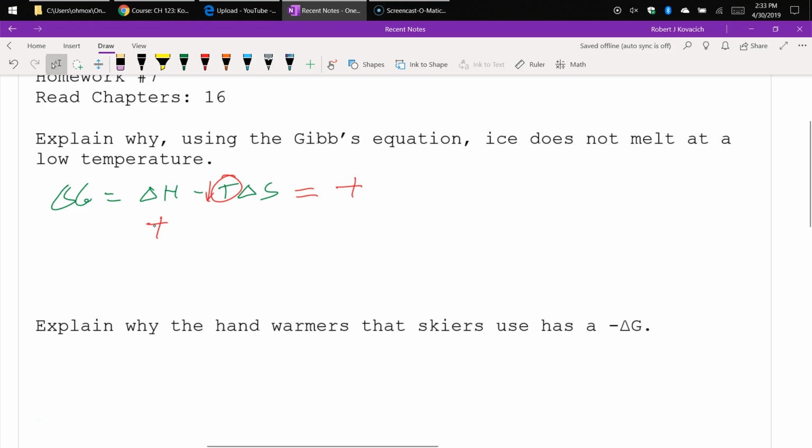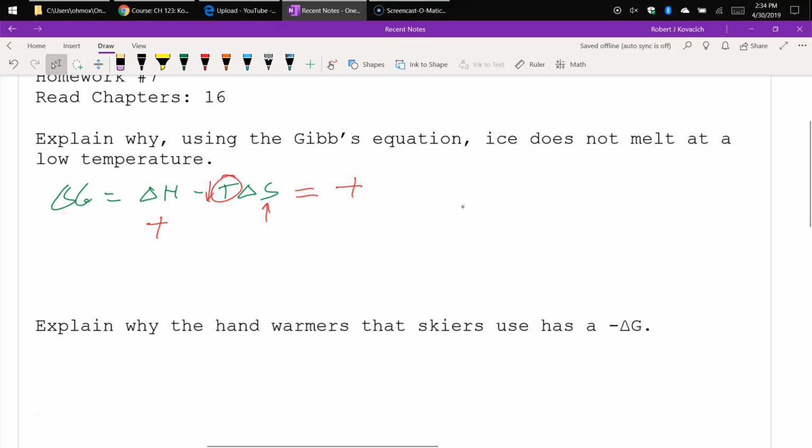And my delta S, what is happening to it? What's happening to my S in this case, if I'm trying to melt ice? I'm going from solid ice to liquid water. So what would happen to the entropy? It'd be more chaotic, so the number would be bigger. So this value is going to go up. Great. So what I have is my H becoming more positive and my S becoming more positive.